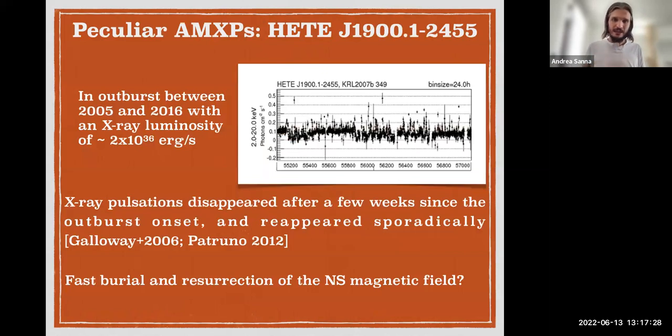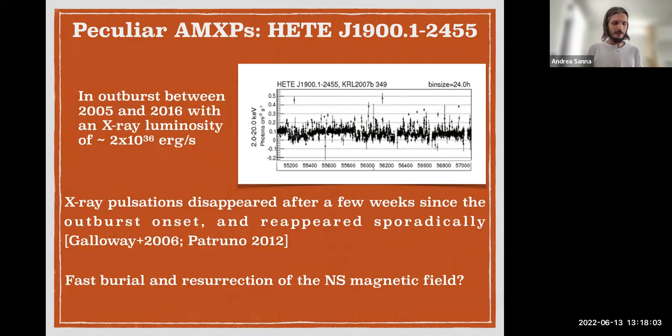Let me show you some peculiar cases. I'll mention that these systems are transient, so the outburst goes from weeks to months. There is one case, J19, that went into outburst, I think in 2005. It stayed on for 11 straight years. Pulsation was visible in the first few months, and then nothing, then sporadically you see the pulsation, and then nothing for several years. There are some ideas of what could be going on there.